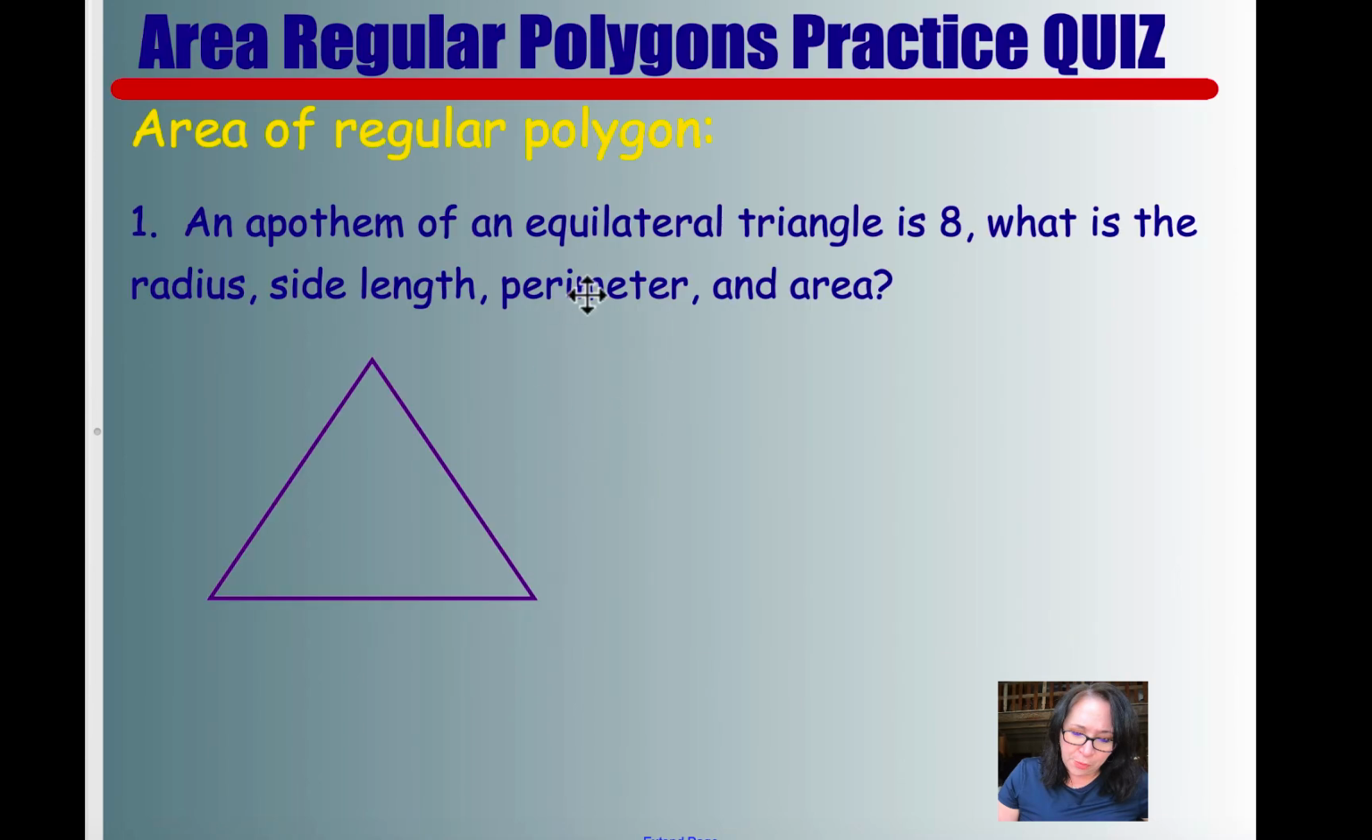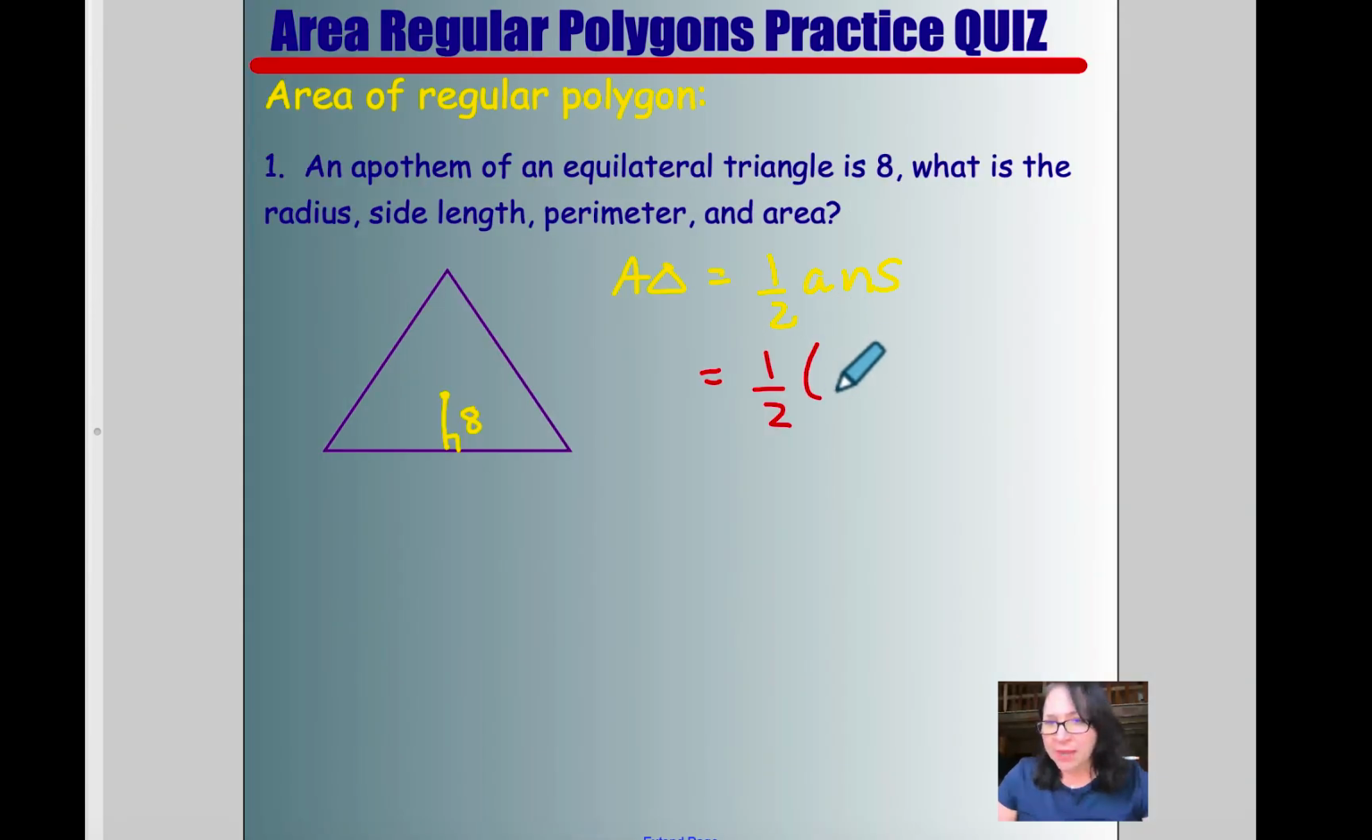Our first question says that the apothem of a regular equilateral triangle is 8. So the apothem, this value straight down here that cuts that in half, is 8. What is the radius, the side length, the perimeter, and the area? So again, we're going to find the area of this triangle, and we're going to use 1/2 ANS: apothem times number of sides times length of one side. So my apothem, I already actually have that.